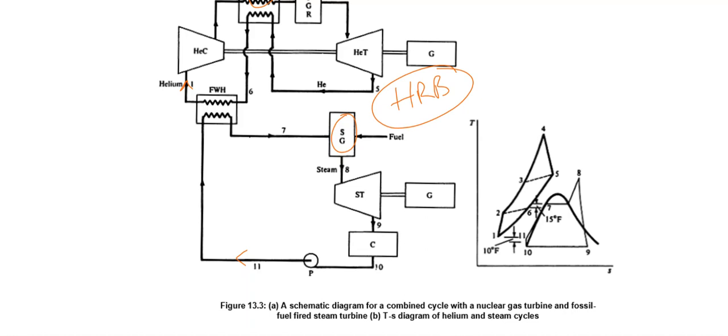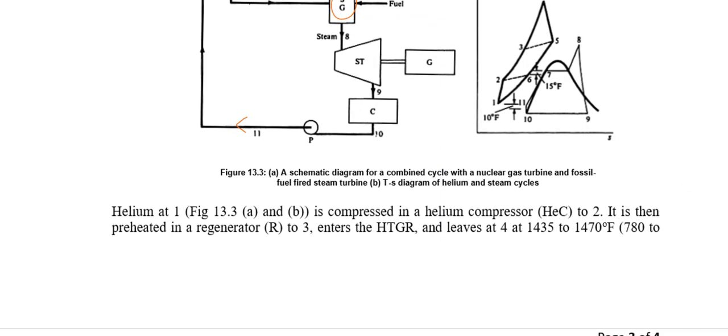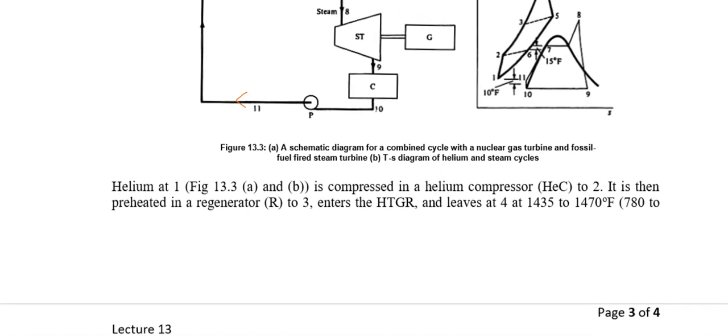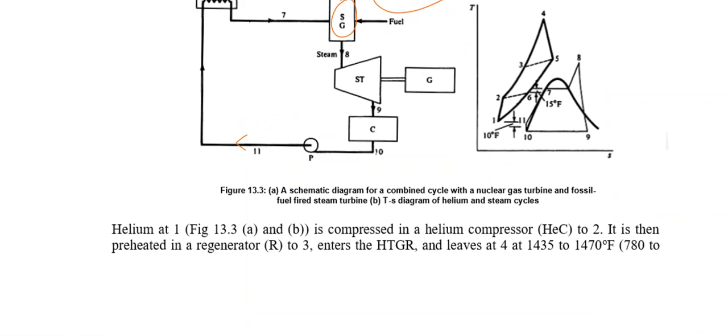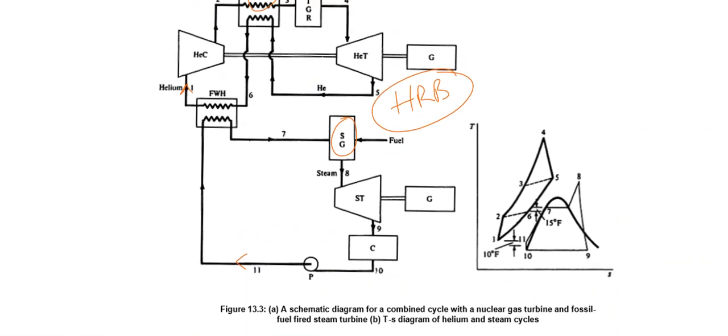So in this circuit, the feed water heater is used to absorb the energy from the gas cycle into the steam cycle. There are a few possibilities why it is absorbed in the feed water heater rather than the steam generator. One of the reasons might be that in the gas cycle we have helium, which is in gaseous form, and let's say if we put it into an HRB, that would be in the gas phase as well.